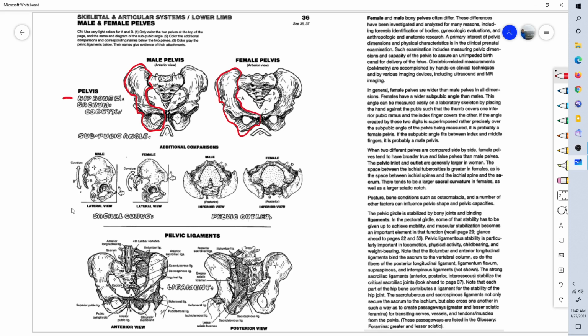hip or pelvic bone. Of course, the sacrum. Sacrum here. And this final little bone here is called the coccyx. This little bone here is called the coccyx. And this is the female pelvis. The coccyx here.